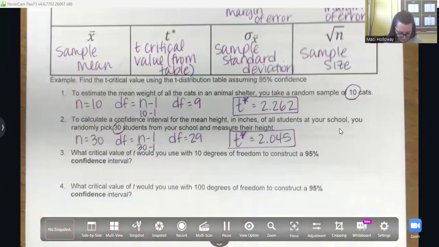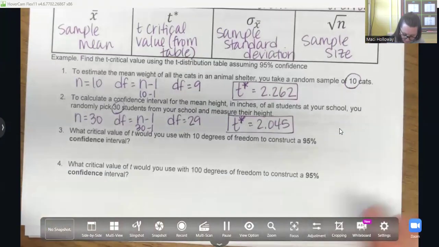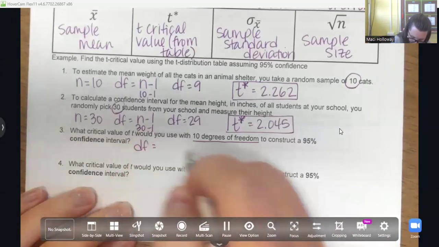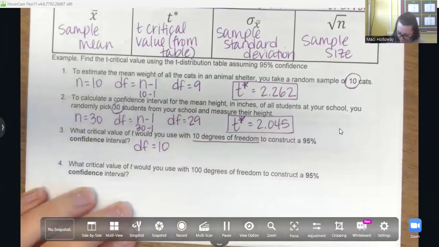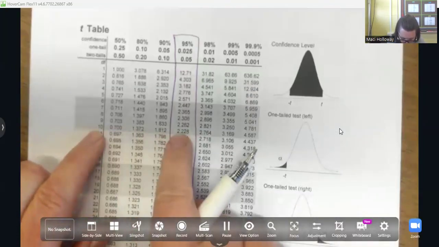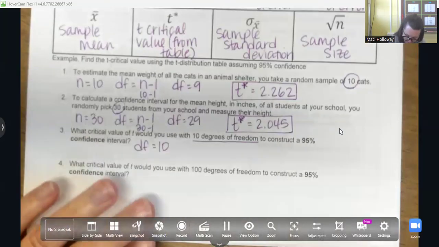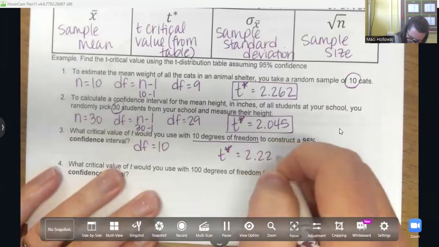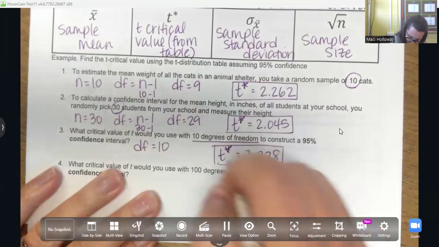All right, last 2 questions here. What critical value of T would you use with 10 degrees of freedom? Well, they've already calculated our degrees of freedom, so it's 10. So let's look at our table where it's 10, it's 2.228. So our T critical value is 2.228.